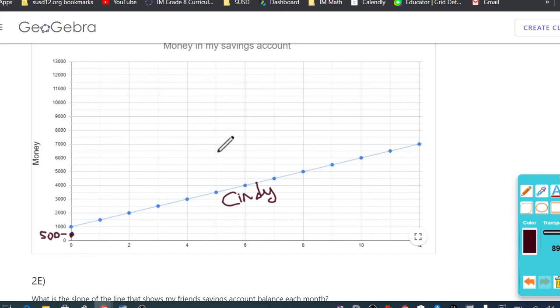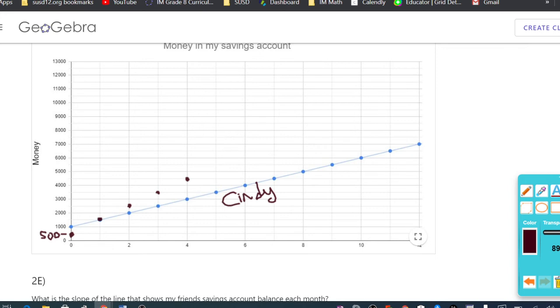And then after the first month, she's going to have 1,500. After the second month, she's going to have 2,500. She's getting rich fast. After the third month, she'll have $3,500. After the fourth month, she'll have $4,500. I'll jump ahead to the 8th month.